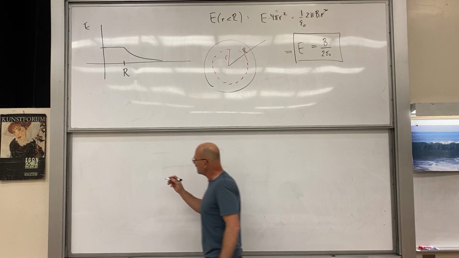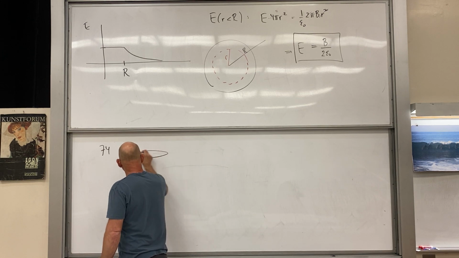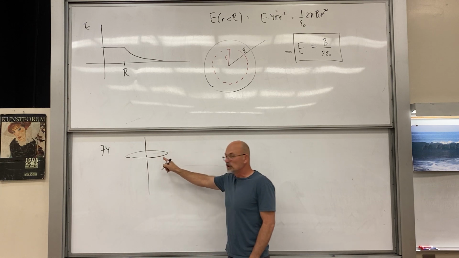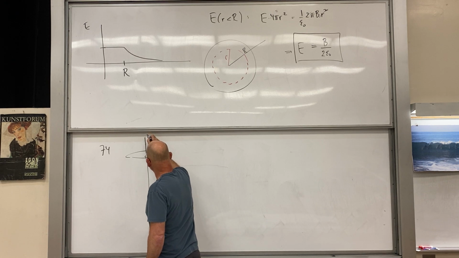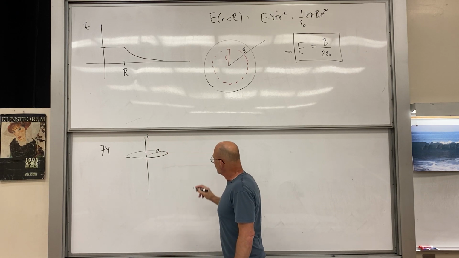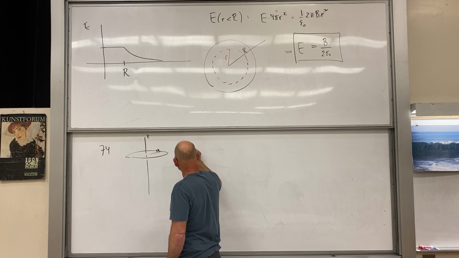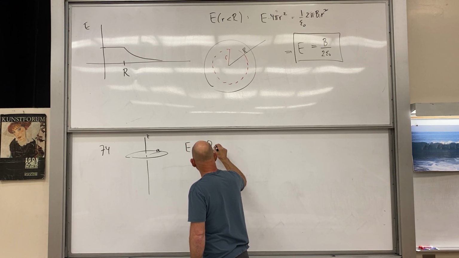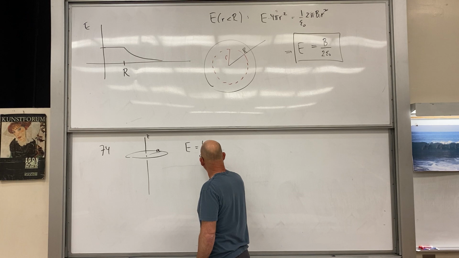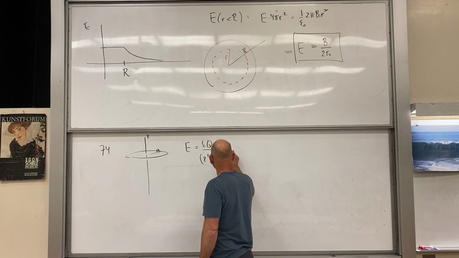Okay, so for problem 74, we have a loop of charge of radius A. Here's a z-axis. So once again, positive z is up, negative z down. We have E equal to K Q Z over (Z squared plus A squared) to the 3/2 power.